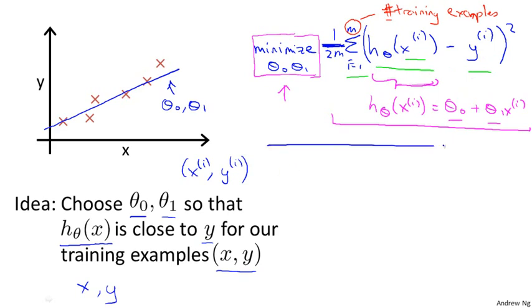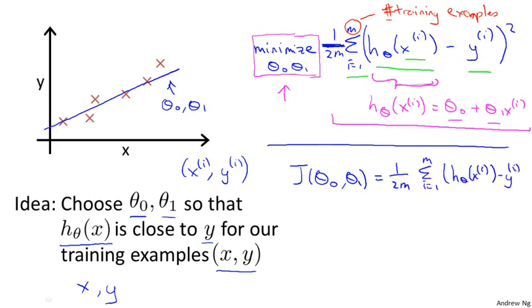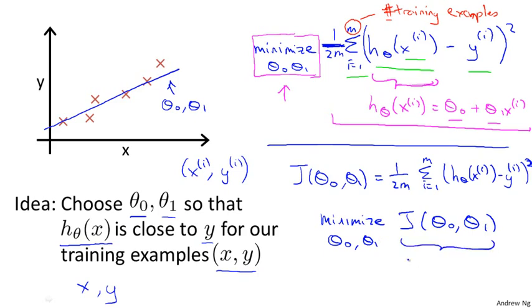And just to rewrite this out a little bit more cleanly, by convention, we usually define a cost function, which is going to be exactly that formula that I have up here. And what I want to do is minimize over theta 0 and theta 1 my function J of theta 0 comma theta 1, where I just write this out. This is my cost function.